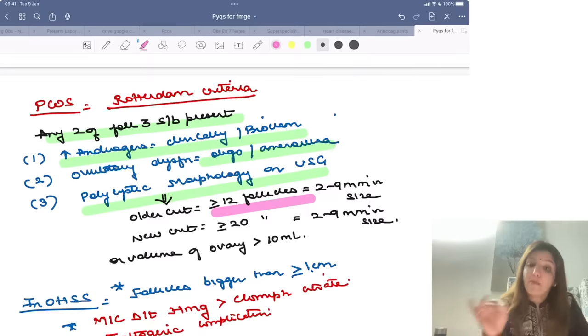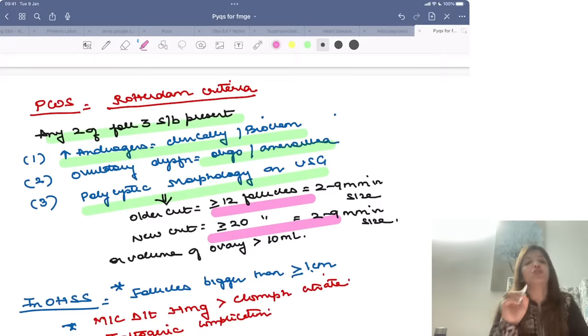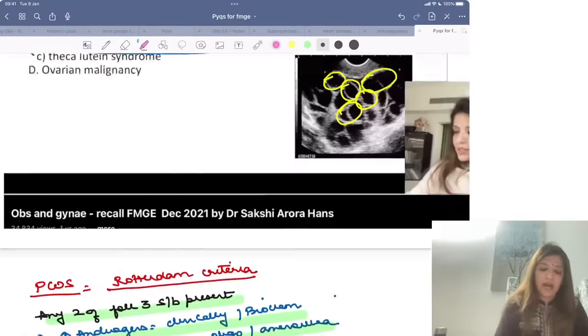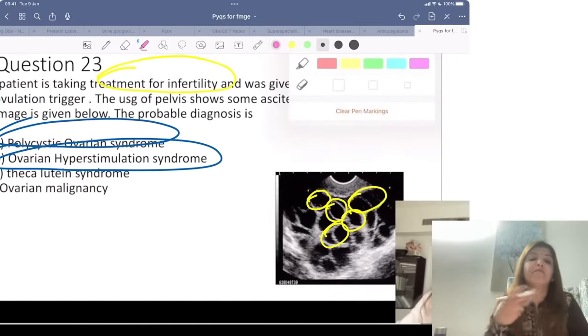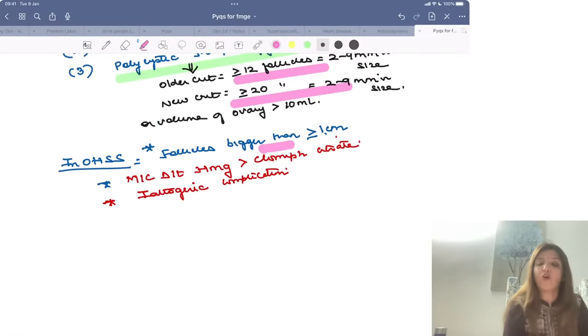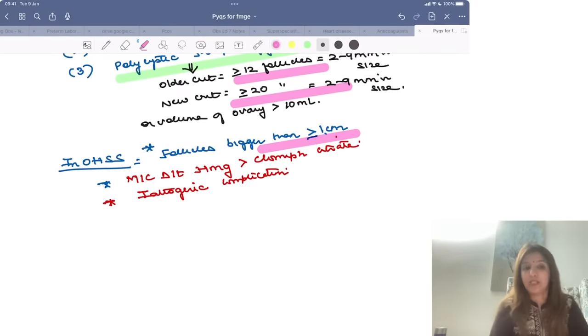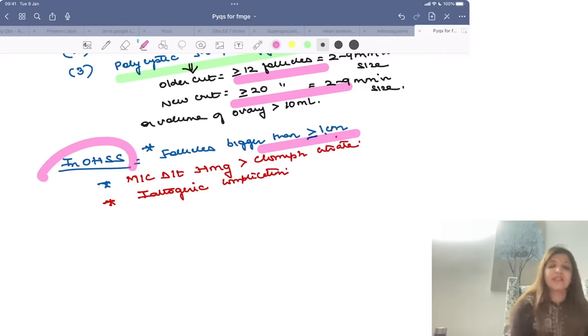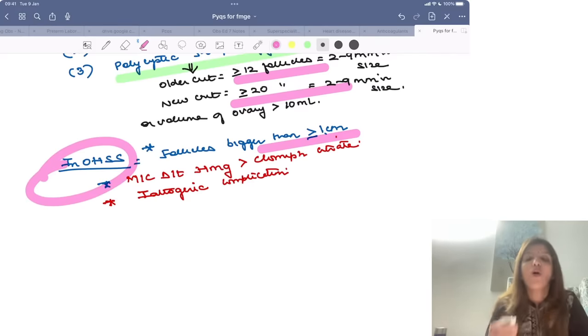Right? But now a new criteria has come which says more than equal to 20 follicles, 2 to 9 millimeters in size. So earlier they used to say that for the diagnosis of PCOS you need more than equal to 12 follicles. Now, they say more than equal to 20 follicles, 2 to 9 millimeters in size. Now here, the follicles we are getting are much bigger. Right? So, whenever you are getting much bigger follicles, which are more than 1 centimeter in size, it means it is a case of OHSS.